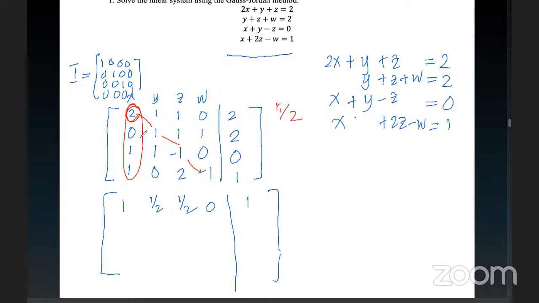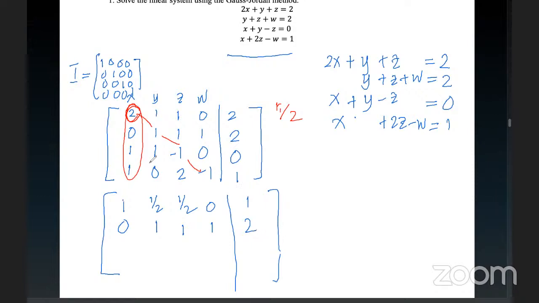Okay, dun sa second na row, since 0 na rin ito, di ba? We're after na maging 0 dapat siya. So, wala namang problema dyan. So, copy na lang natin yung row 2. So, 0, 1, 1, 1, 2.